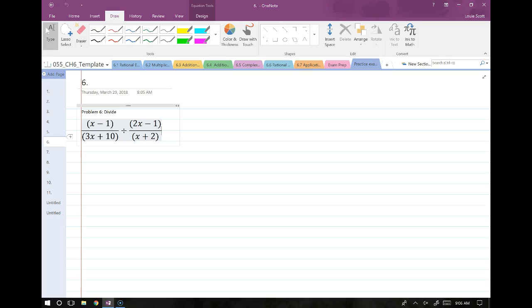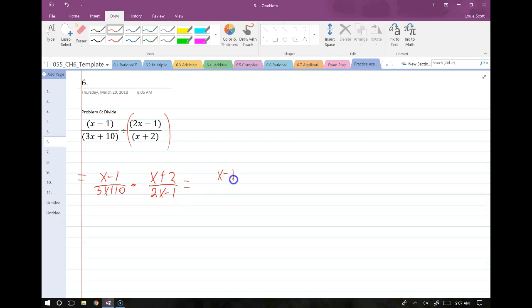Okay. Here's a problem where we are asked to divide two rational expressions. So just remember, when you're asked to divide two rational expressions or divide two fractions, you just need to multiply by the reciprocal of the divisor. So on this very next step, I'm just going to rewrite the numerator here, 3x plus 10, and then I'm going to flip this fraction over here. Now I multiply straight across.